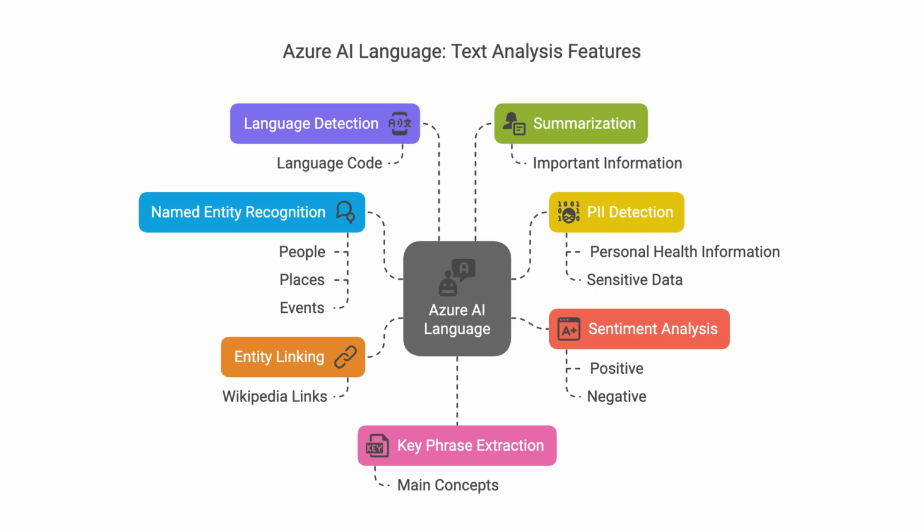In summary, the Azure AI Language Service offers a versatile array of text analysis tools. From identifying the language and key entities to understanding sentiment and summarizing content, these features provide developers with the building blocks needed to create applications that can truly interact with and understand human language on a deeper level.